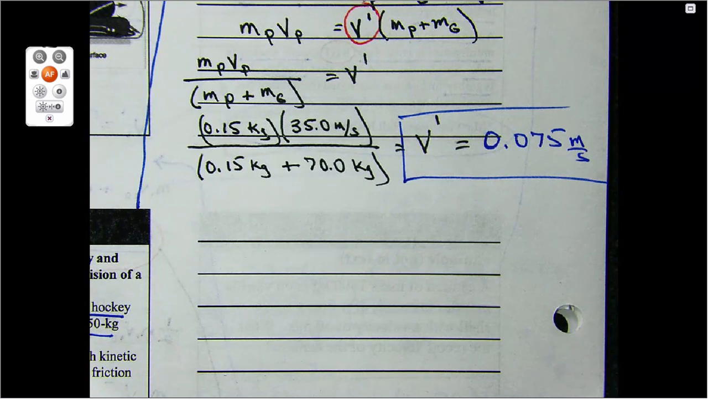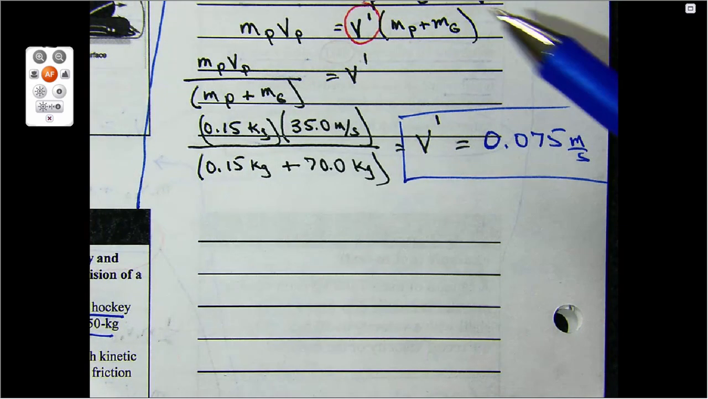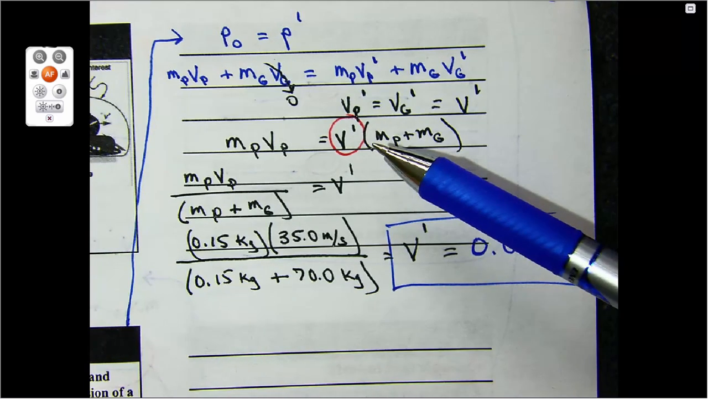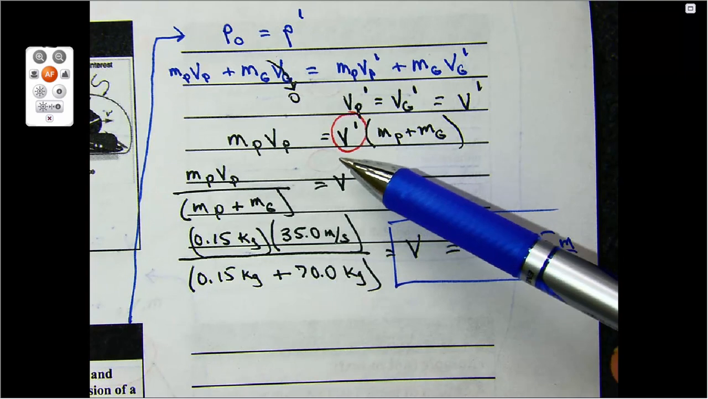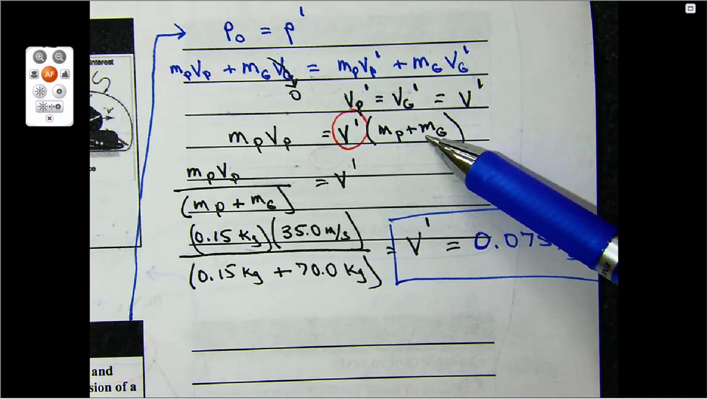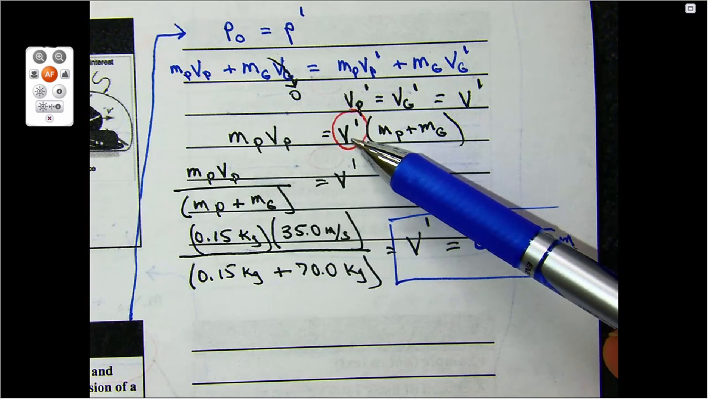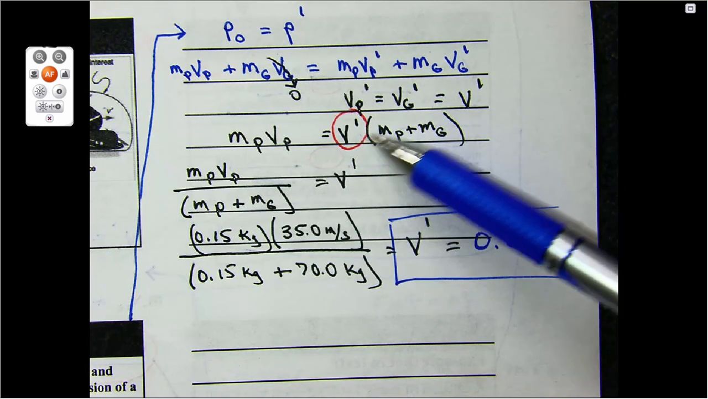Okay, so this is very typical for an inelastic collision. What is the velocity after the collision? Realize that if they're entangled together, then the velocity is the same.